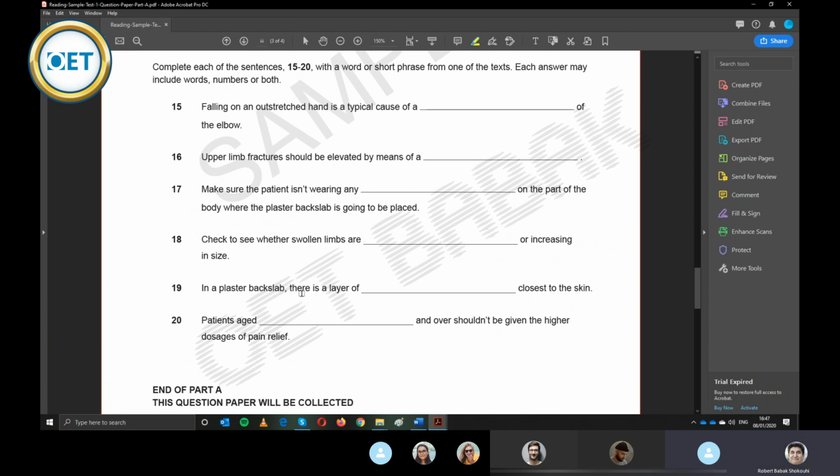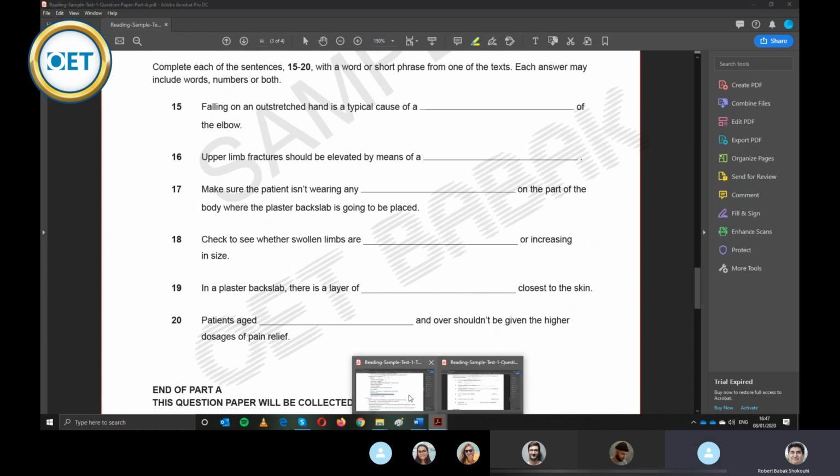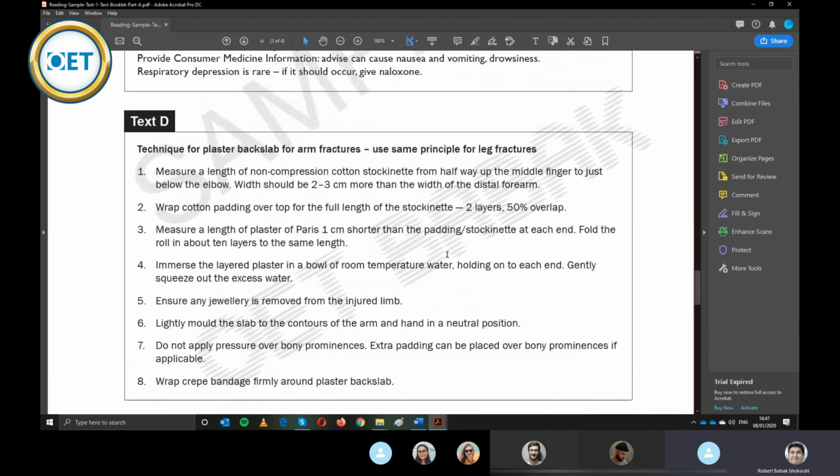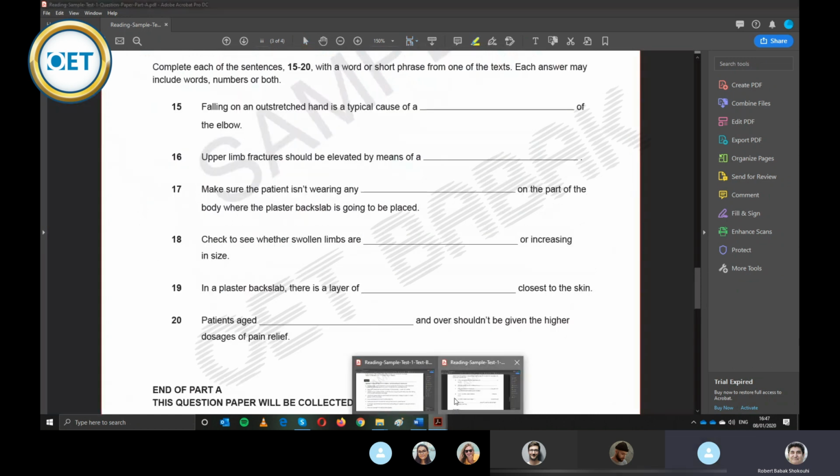In a plaster back slab, there is a layer of what closest to the skin? Where should I look for it? D. What is closest to skin? Cotton stockinette, yes. So the cotton padding or cotton stockinette.